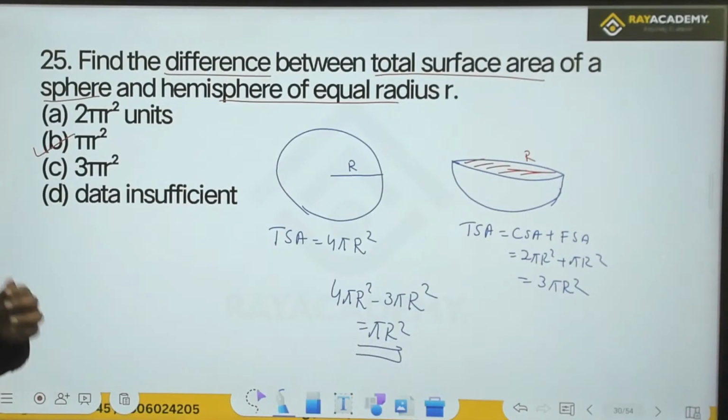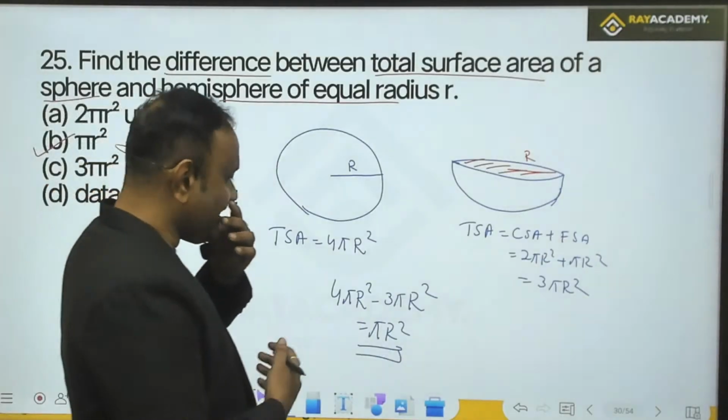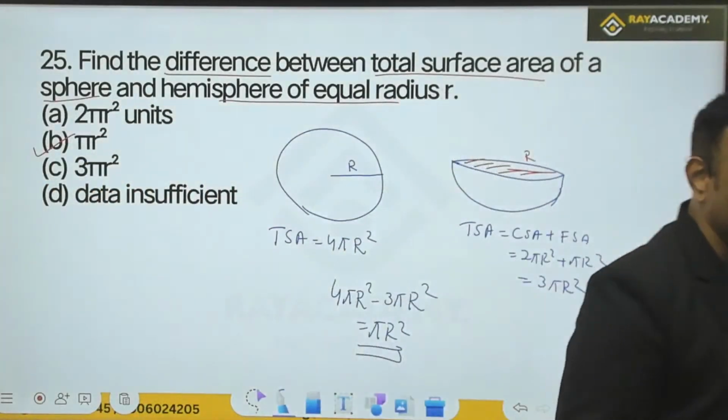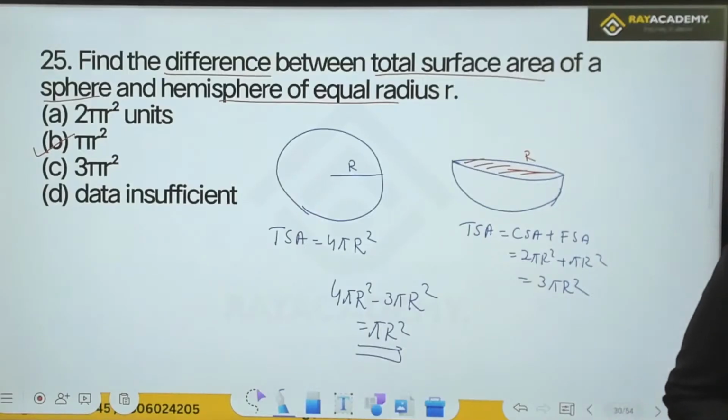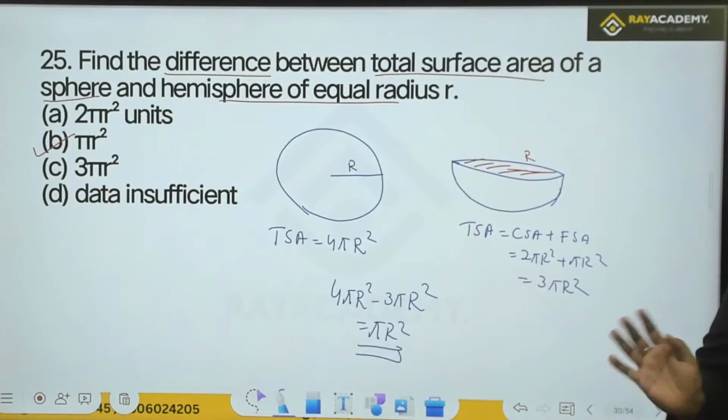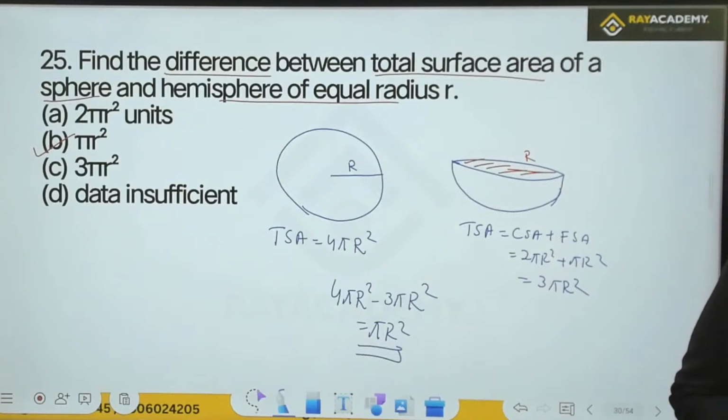Okay. So this is the last question we are discussing today. Is there any doubt you want to discuss? No? Are all the questions easy or moderate?